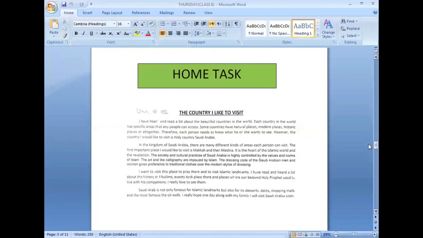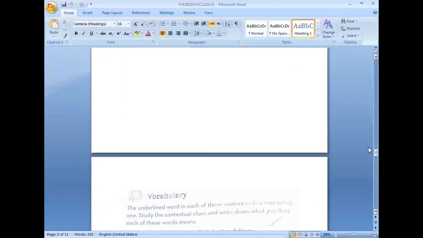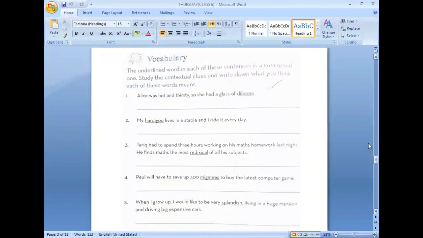So you have to do this in your notebook, in the grammar portion at the back of your copy. Now this is your home task of vocabulary. The question is: underline the words in each of the sentences as quoted. Study the contextual clues and write down what you think each of these words mean. This is the exercise of your vocabulary, page number 14. Take a screenshot and mark it in your activity book.